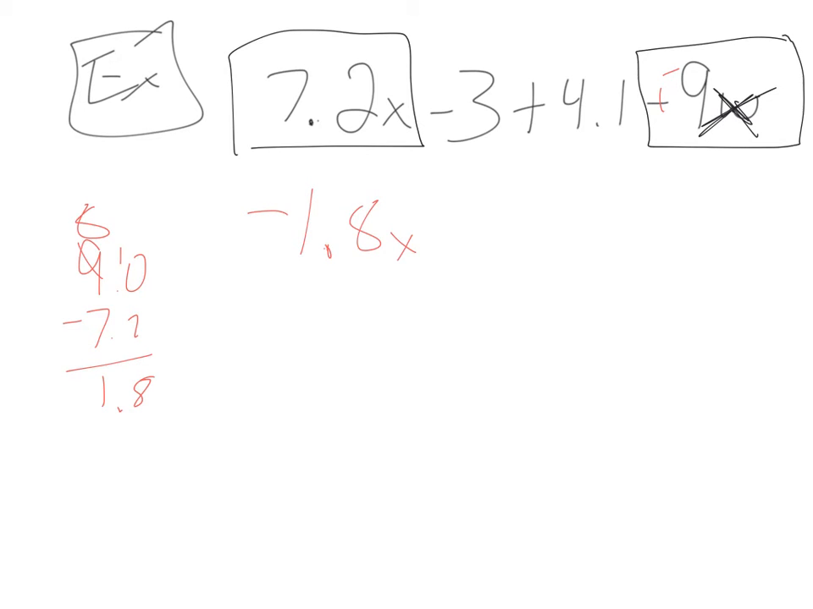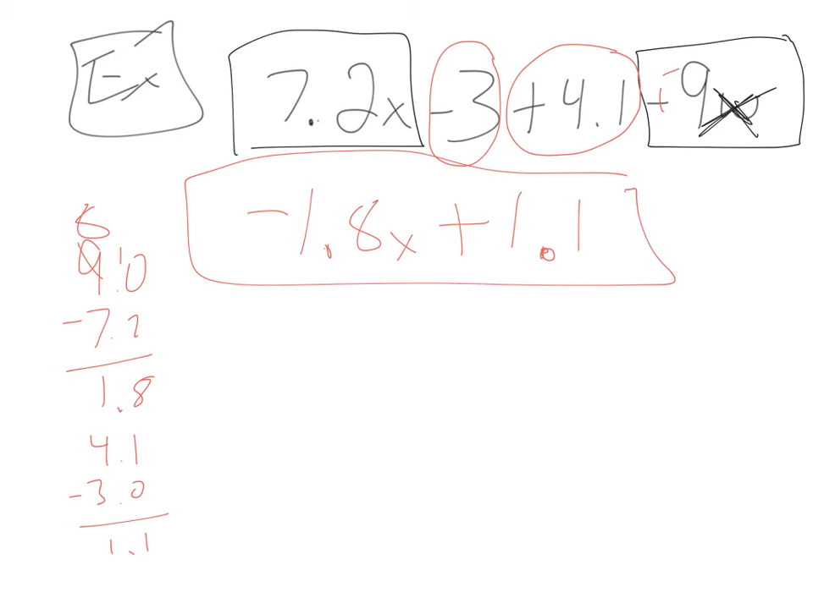Then I still have a negative 3 and a positive 4.1. Again, that's different sign, subtract. So you do 4.1 minus 3.0, line up those decimals, and you get 1.1. The bigger sign is positive, so we'll put plus 1.1 because it's positive. This will be your final answer because negative 1.8x and 1.1 cannot be combined. They are not like terms.